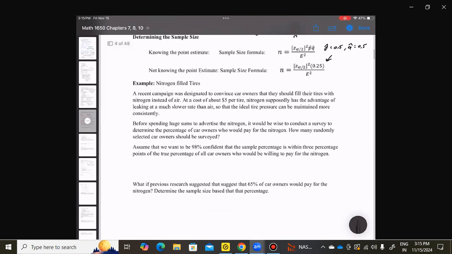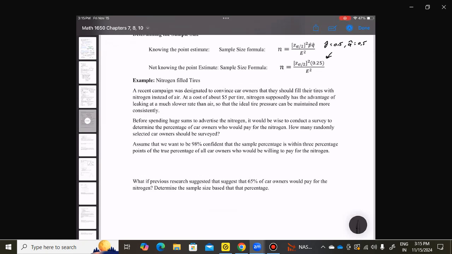Okay, a recent campaign was designed to convince car owners that they should fill their tires with nitrogen instead of air. That costs about $5 per tire. Nitrogen supposedly has the advantage of leaking at a much slower rate than air, so that the ideal tire pressure can be maintained more consistently. Before spending huge sums to advertise the nitrogen, it would be wise to conduct a survey to determine the percentage of car owners who would pay for the nitrogen. How many randomly selected car owners should be surveyed? Assume that we want to be 98% confident that the sample percentage is within 3 percentage points of the true percentage of all car owners who will be willing to pay for the nitrogen.